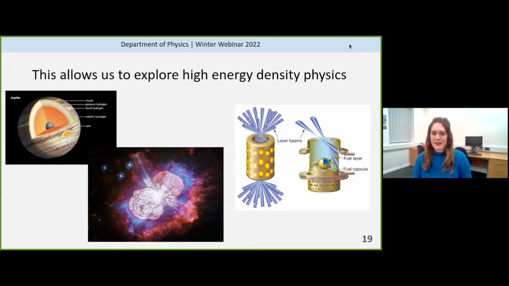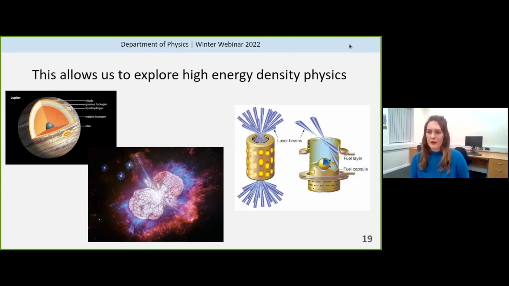Some of the key things we want to explore are laboratory astrophysics and applications in fusion energy. Astrophysics is the perfect candidate for high energy density. You can imagine in stars, supernovae, and planetary cores, they're all very warm or high energy density. And we also have application in fusion energy, which I will touch upon in the second half.